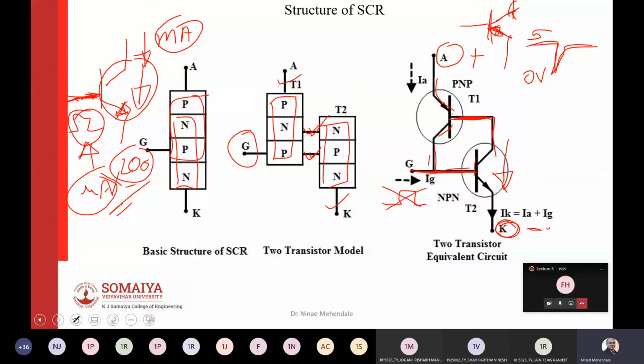So now if I remove my gate current, this transistor will remain on, and that's why you can control the operation of this device from anode to cathode.